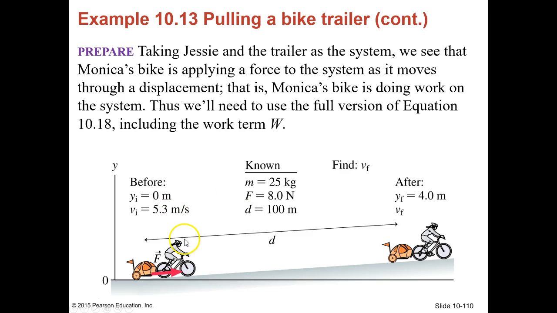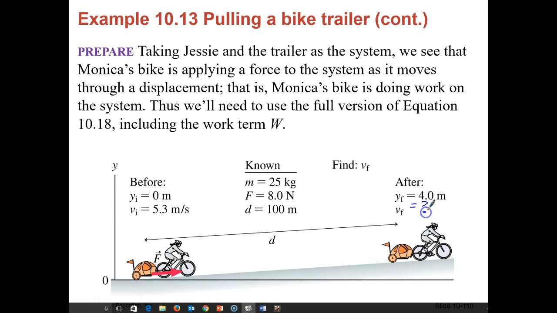So here's a picture showing you what's going on. Our original height is 0. Our final height is 4. Our original velocity is 5.3. We want to know what that final velocity is, so this is what we don't know yet. We do know 25 kilograms is our mass. That won't change. The force is 8 newtons. That won't change. And the distance that we travel is 100 meters.